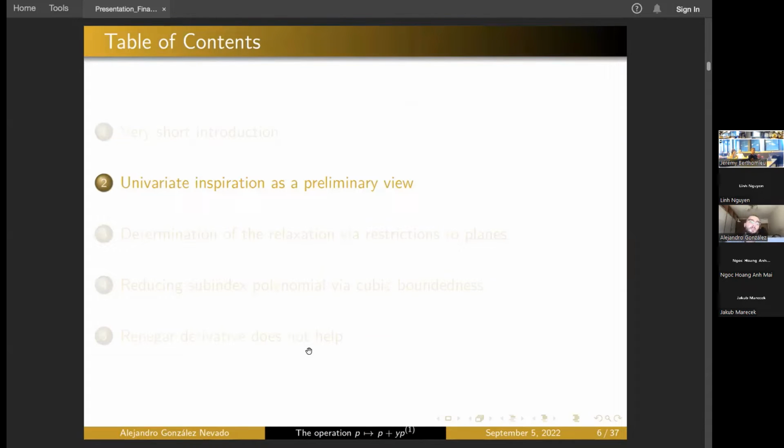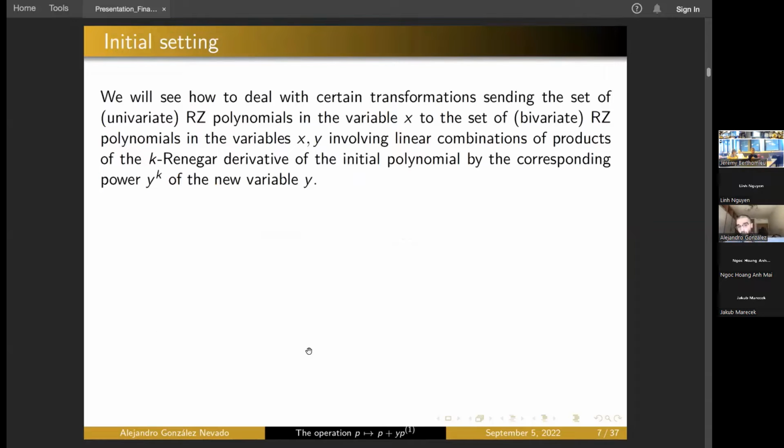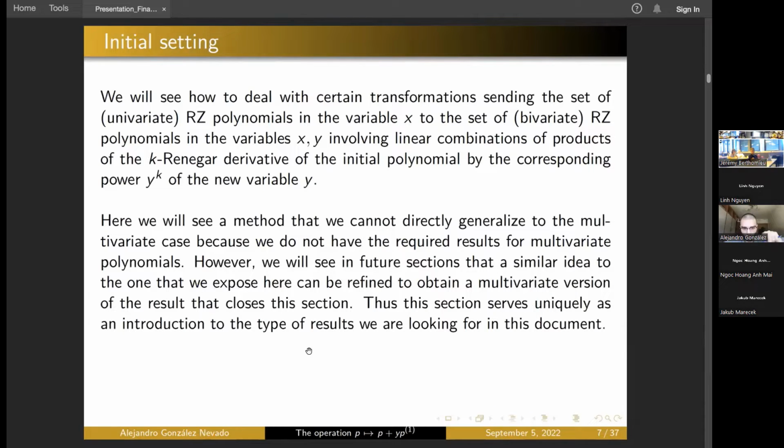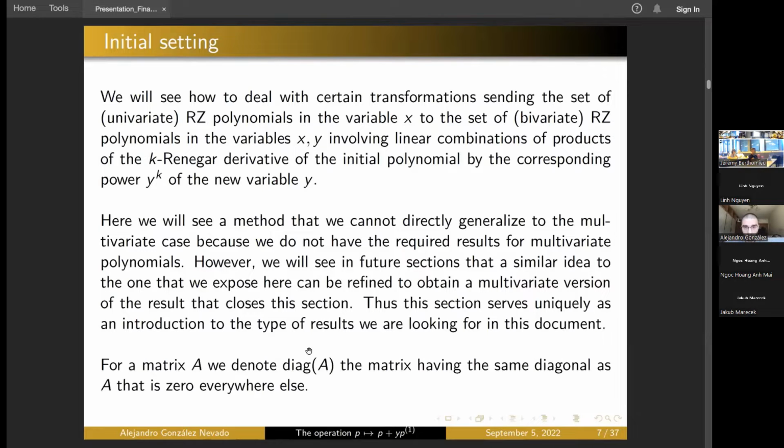Yes, and then we want to study that. We want to study the relation between this operation and the relaxation in order to see if it improves it or not. We will see that it doesn't improve it, but the proof is very interesting. Here I describe how you are going to perform this operation. This is just an introduction, because we are going to see what happens in the case when we only have one variable.